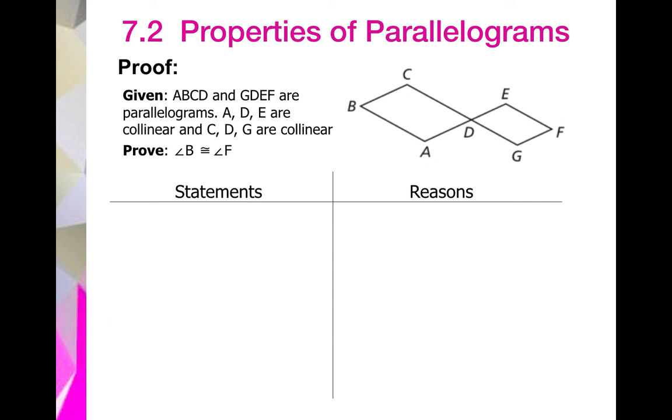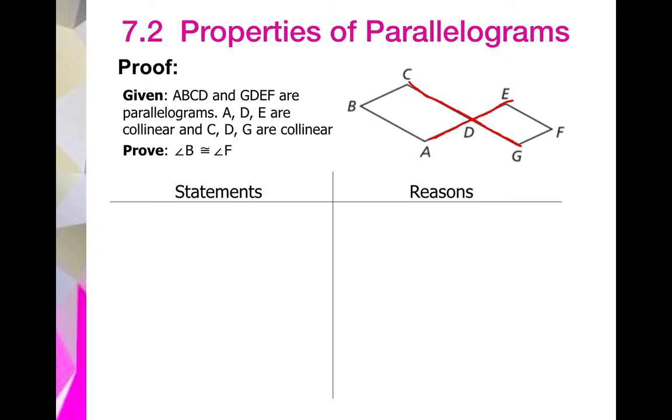Now let's go on to a proof. Now let's say that we have this situation with two parallelograms, and in addition to that we have some lines. We have the line A to D to E, and we have the line C to D to G. And they're collinear points, so we have two lines that cross.